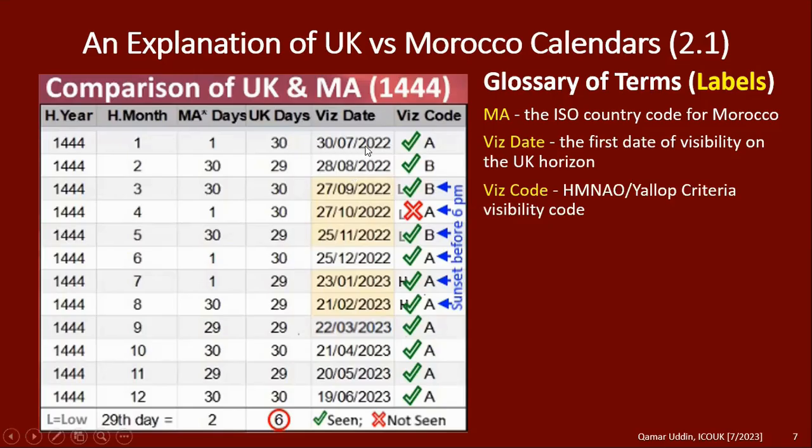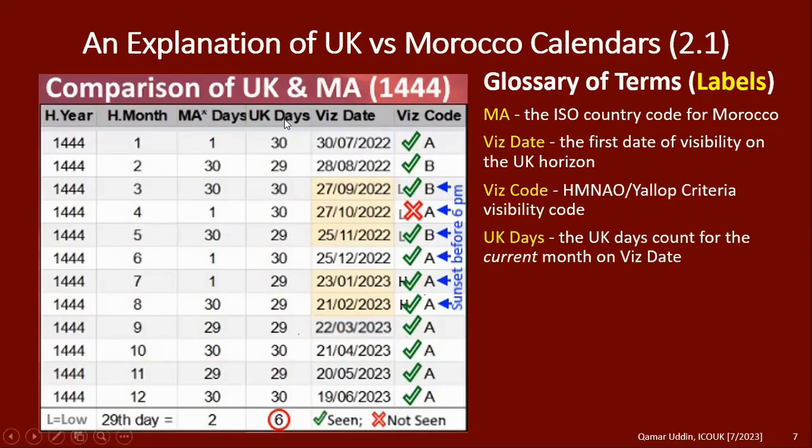Now, what is the possibility of sighting? The visibility code is taken from HM Nautical Almanac Office Yellow criteria, visibility code A, which means it's going to be easily visible. The day before, it was not visible. So that's the visibility code.